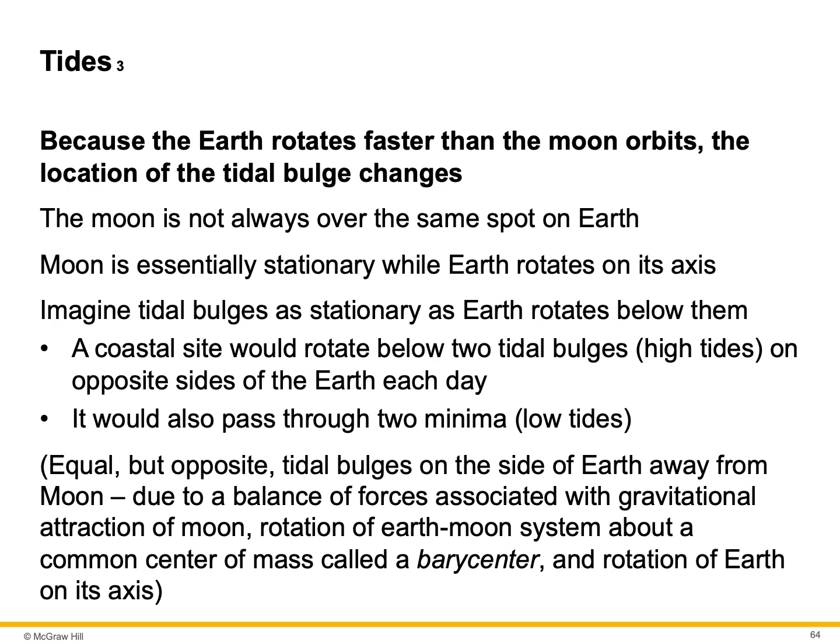A coastal site would rotate below two tidal bulges, or high tides, on opposite sides of the Earth each day. It would pass through two minima, or low tides. Equal but opposite tidal bulges on the side of Earth away from the moon are due to a balance of forces associated with gravitational attraction of the moon, rotation of the Earth-Moon system about a common center of mass called a barycenter, and rotation of Earth on its axis.